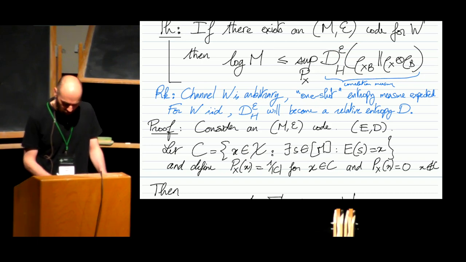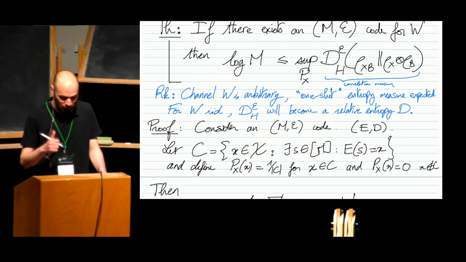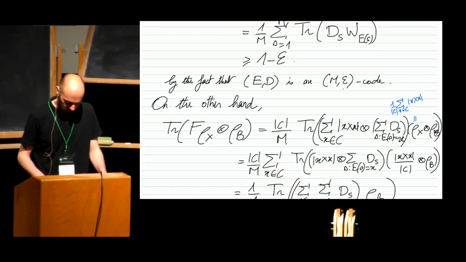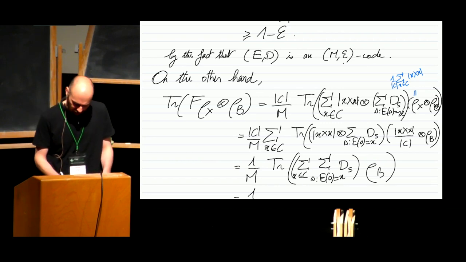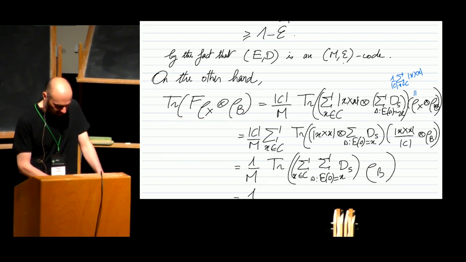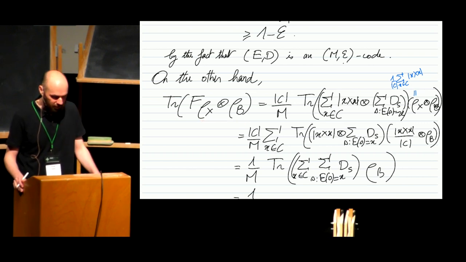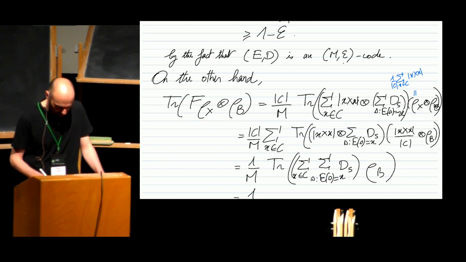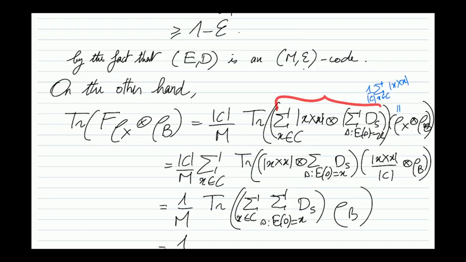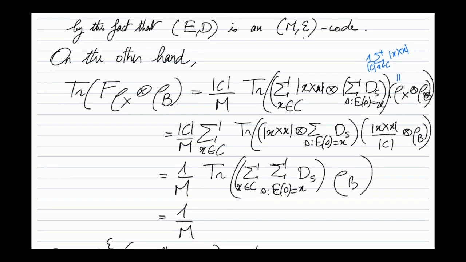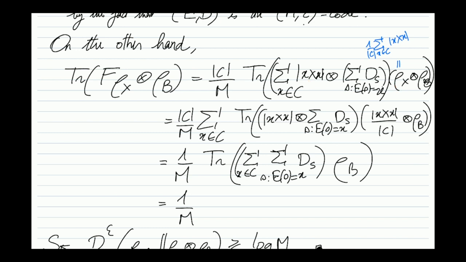Now I have to show the relation between M and the type two error probability. This is the trace of F times rho X tensor rho B. I just wrote down the definition of F here. Remember, rho X is just the average over all elements in the code, and rho B is the marginal. Of course, the X on this part should be the same as the X on this part, so I can take the sum over all the X's outside.